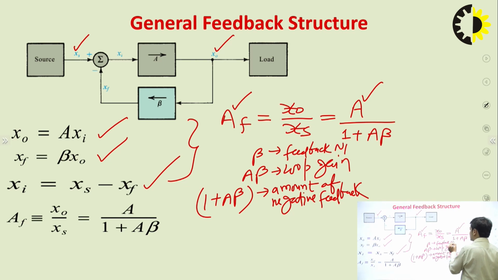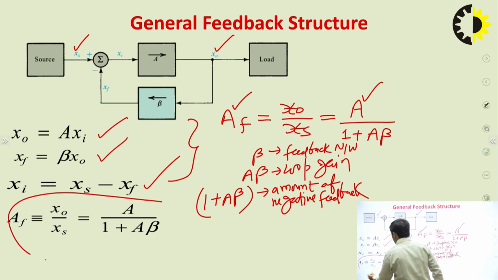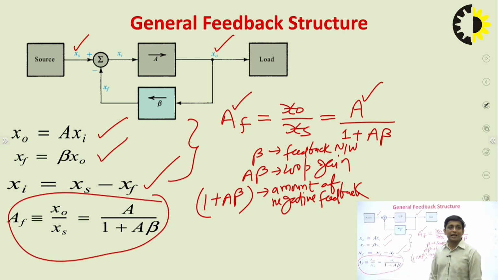I repeat, beta is the feedback network, and this feedback network is made up of passive elements like R, L, C, and the amplifier is made up of active elements. Obviously we use resistors and capacitors along with the transistor, that is the active element, but the active element is mandatory in the design of an amplifier. Without an active element we cannot design an amplifier, but in the feedback network we use passive elements. Fine. So this equation AF is equal to A upon 1 plus A beta is the gain of the closed loop system, the gain of the negative feedback system.